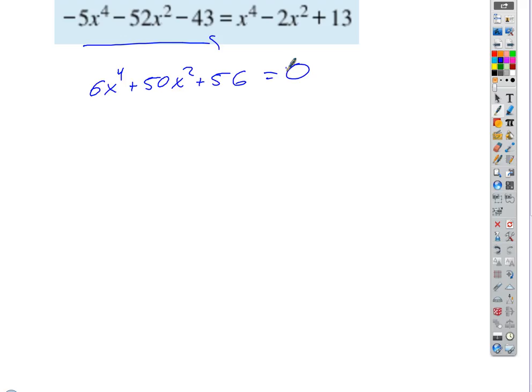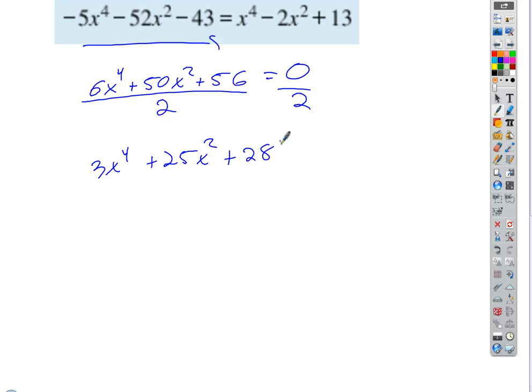Can I divide? I'm solving, right? I'm not factoring, so can I divide both sides by anything? What? 2? Okay. So I get 3x to the fourth plus 25x squared plus 28 equals 0. Okay, that's as far as I can go with that. Now what?